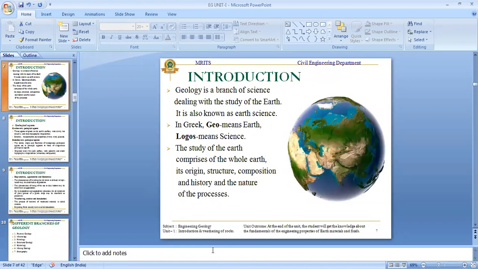So, introduction. The name geology is derived from two Greek words, those are geo and logos. Geo means earth, logos means science. Earth science. It means geology means earth science.